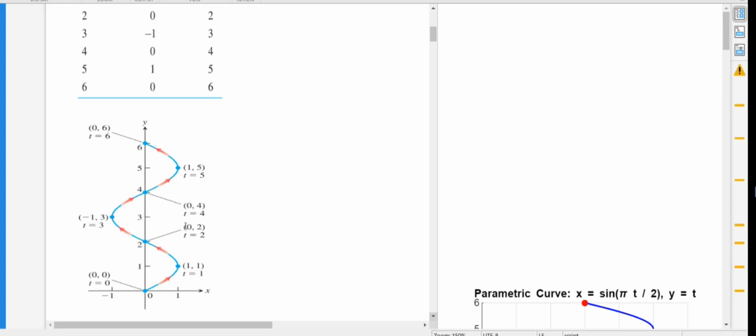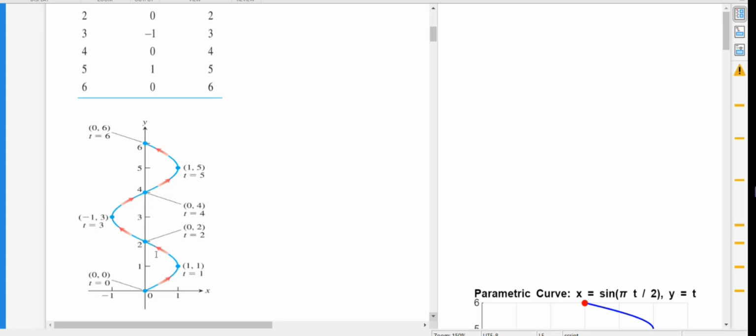Here you can see this is the curve which is drawn in the book. The motion starts from t equal to 0, which means the origin. Then you go along the curve and reach t equal to 6. All t values give you a point. Remember that when you give a value to t, you get a point. So every t corresponds to a point in the xy plane.